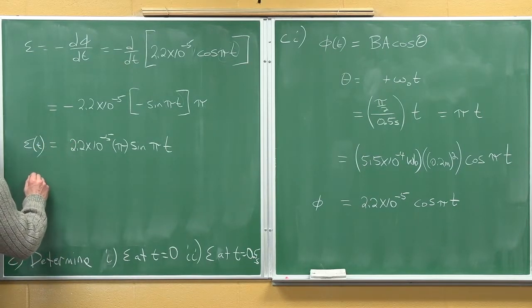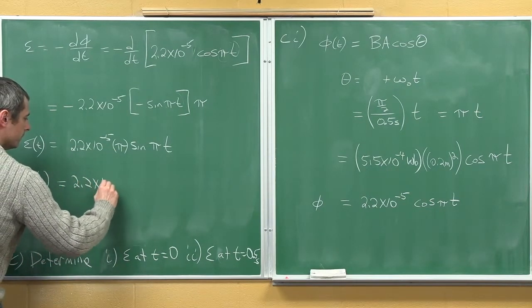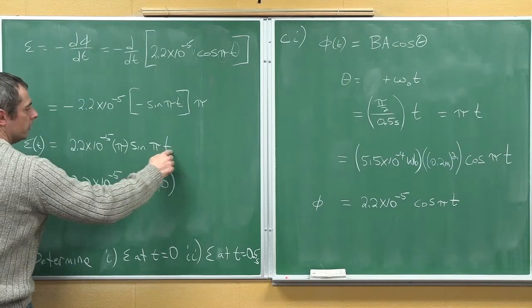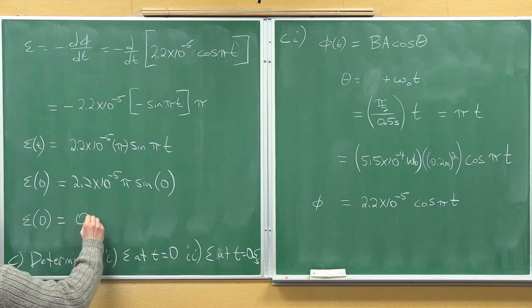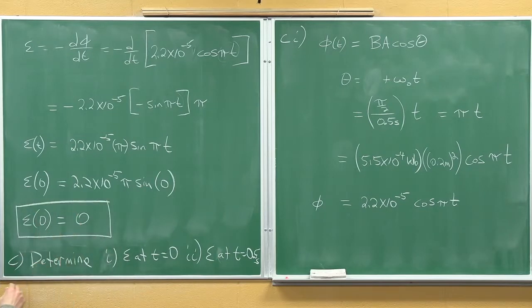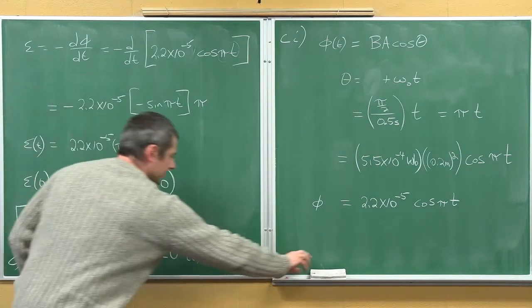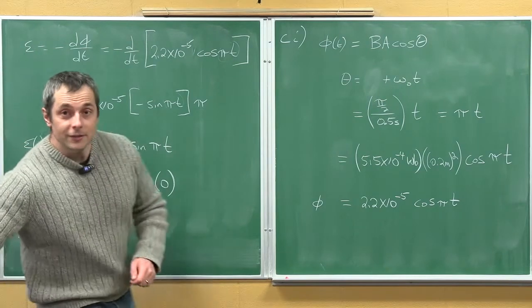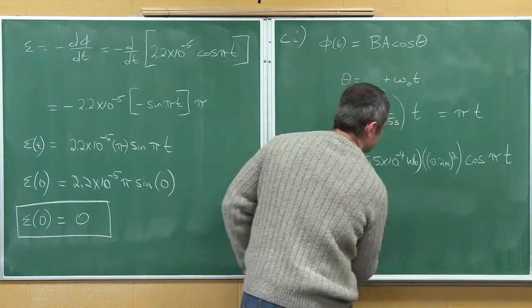Now at time 0, I can plug in 0 into my expression. Zero times pi is just 0. The sine is 0, so the EMF at the beginning, when I first start turning the coil, is 0. That's the answer to C, Roman numeral 1, the EMF at time 0. So actually, let me clean this up. There. Let me create a pause to give you a chance to copy this down. Let's move on to the last part.